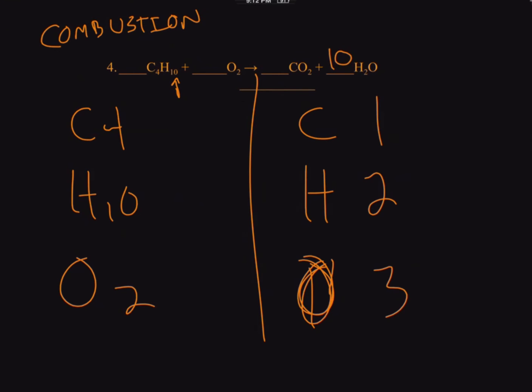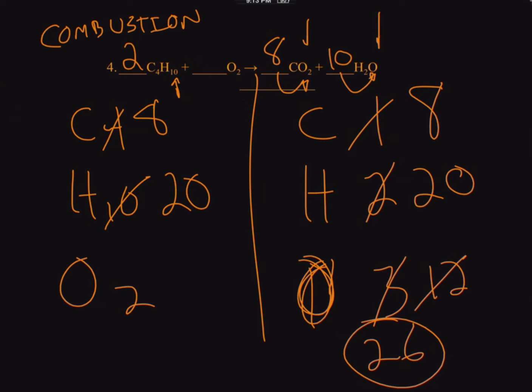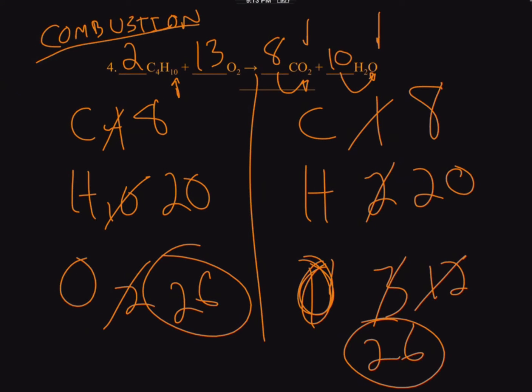So by making that a 10, I end up with 20 hydrogens, and so far I've got 10 times 1, which is 10 plus 2 more, that's 12 oxygens. Okay, so I've got 20 hydrogens on the left. On the right I've got 10 on the left, so I'm going to double that, which gives me 8 carbons, gives me 20 hydrogens. Now I've increased the number of oxygens again, so 8 times 2 is 16, 10 times 1 is 10, so that's 26 oxygens that I've got. I can go back over here, O2 times 13 would give me 26 oxygens. So that's a balanced combustion reaction.